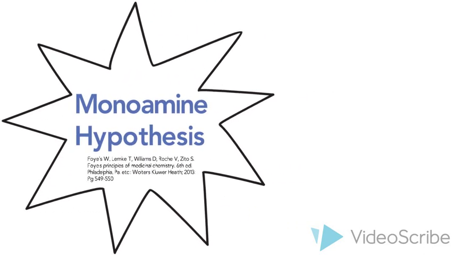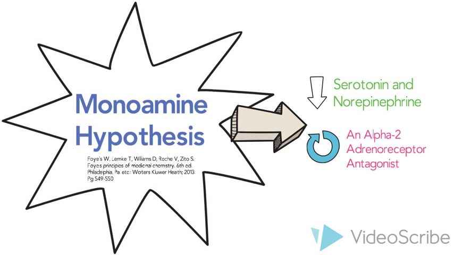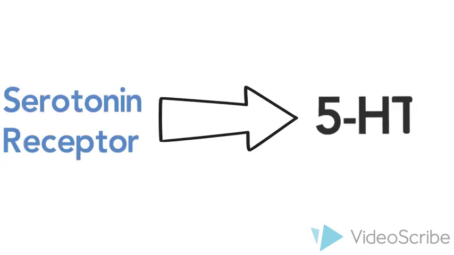So what does this show? It showed that depression results from a deficiency in norepinephrine and serotonin. These deficiencies can be reversed through the use of an alpha-2 adrenoreceptor antagonist such as mirtazapine. The serotonin receptor that is used in mirtazapine is 5-HT.